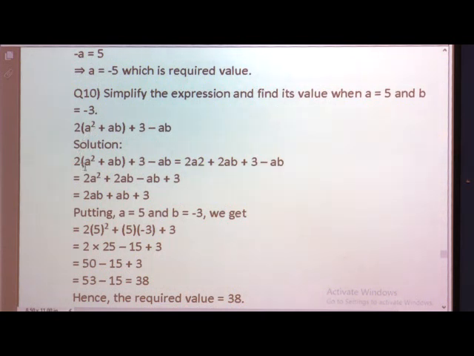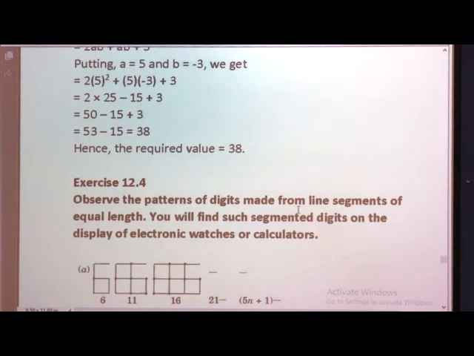It is 2a square plus 2ab minus 2ab plus 3. What we had done? We had collected ab together as like terms. After getting the expression, we put the value of a equal to 5 and b equal to minus 3. Now, we just saw an example of a equal to minus 1 and b equal to minus 2. In a similar way, you have to substitute the values and try to find the answer.